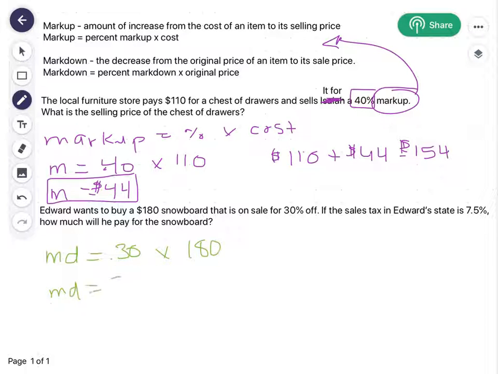So markdown equals 54. This is how much you're saving on the price of the snowboard. So if it was $180 and we're saving 54, that means we're not paying for 54 of those dollars. We're going to take 180 minus 54. We're going to get $126.